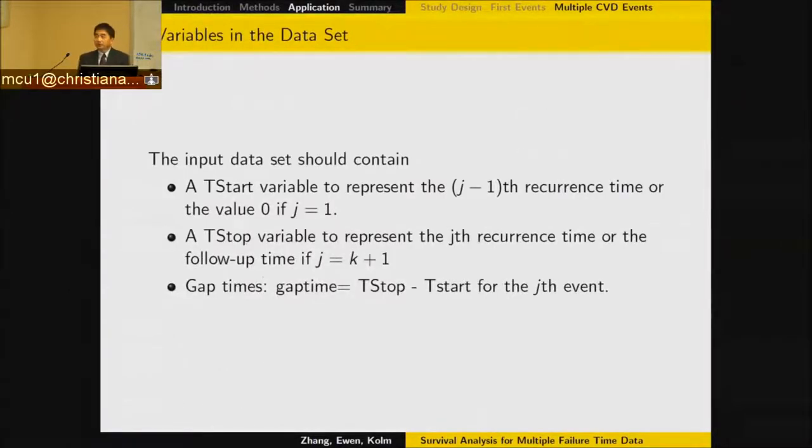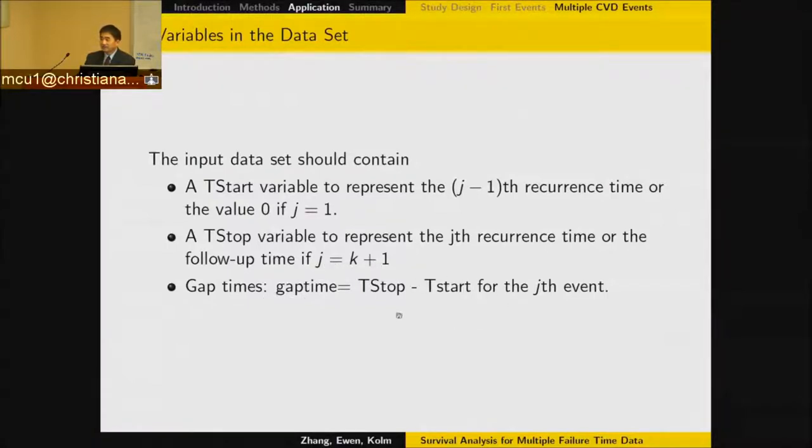So, in order to handle this multiple event, we need to set up new variables in the data set. The input data set should contain a variable called G-start to represent the J minus one's recurrence time, or the value zero if J equals one, which means from the start. And then we have another variable called G-stop to represent the J's recurrence time or the follow-up time if J equals K plus one.